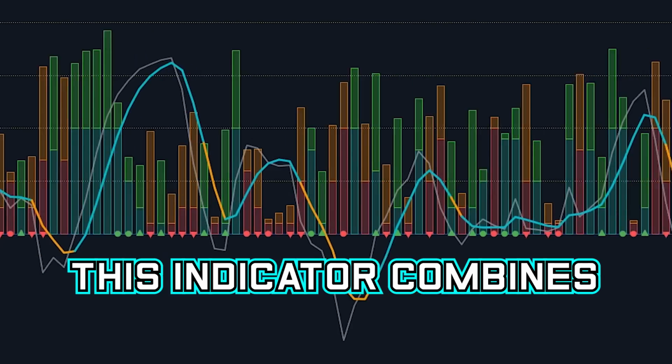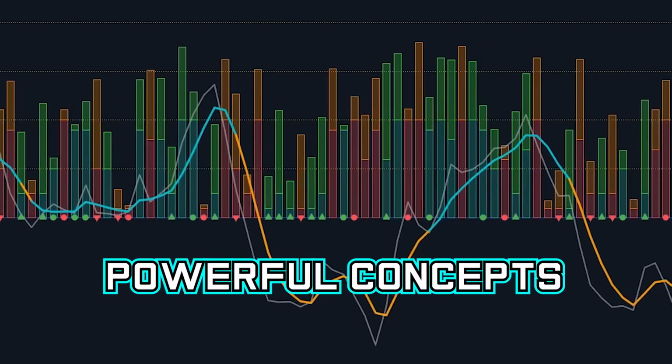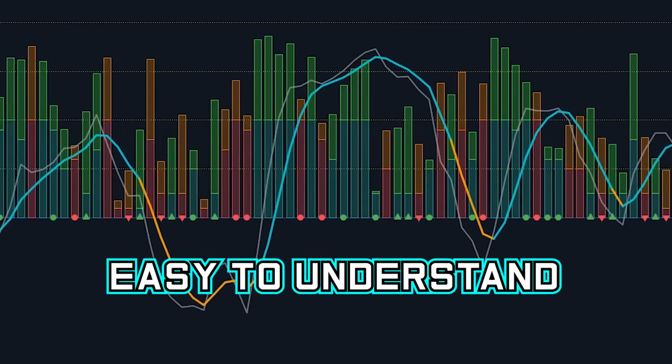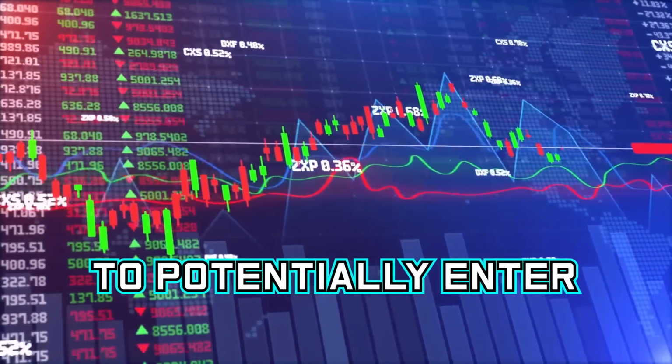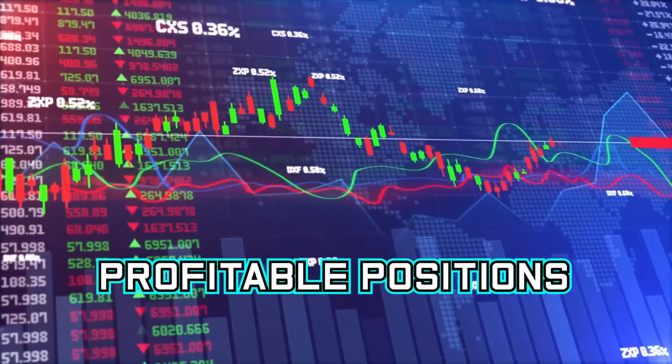This indicator combines and displays the previously mentioned powerful concepts in order to make it easy to understand how they can be used and read, allowing both beginner and advanced traders to potentially enter into extremely profitable positions.